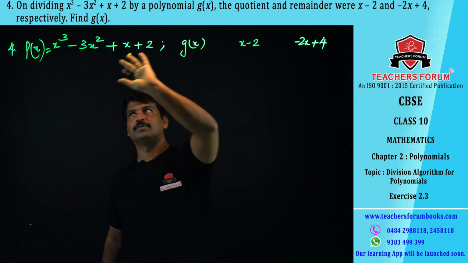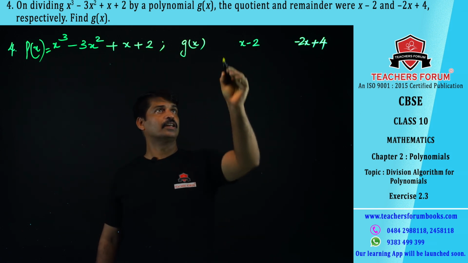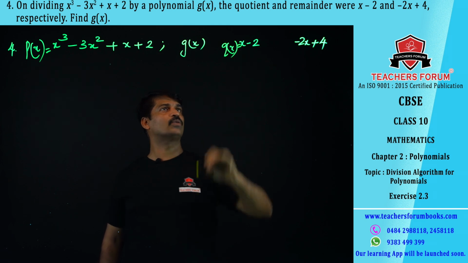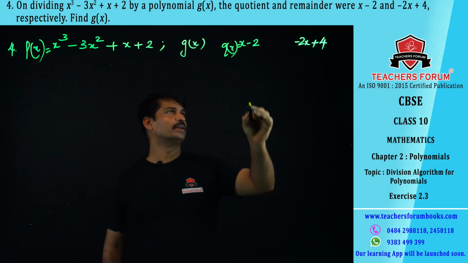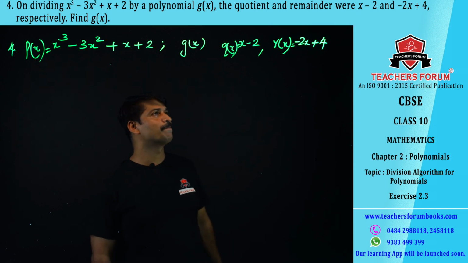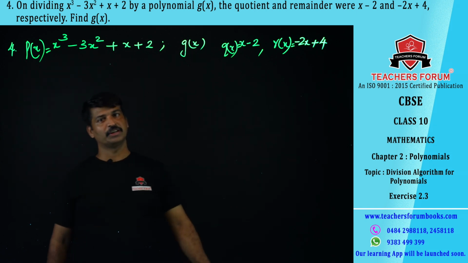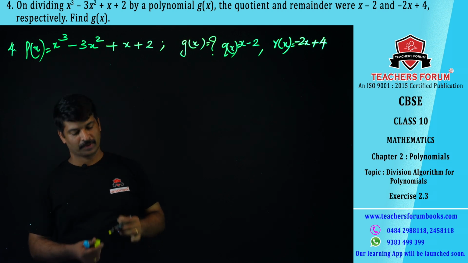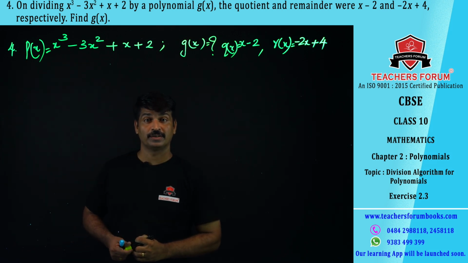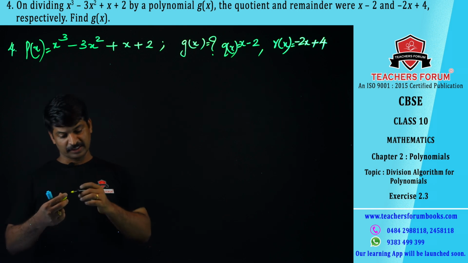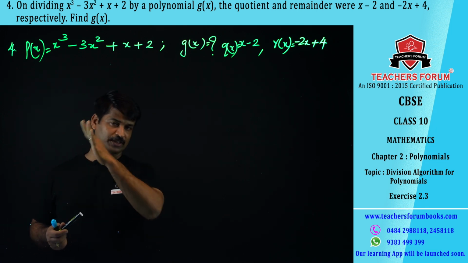If you divide p of x by g of x, the quotient is what? It is given that quotient q of x is equal to x minus 2 and remainder r of x is equal to minus 2x plus 4. What you have to find out? You have to find out what is g of x. You know what is division algorithm for polynomials? We discussed in the last topic.